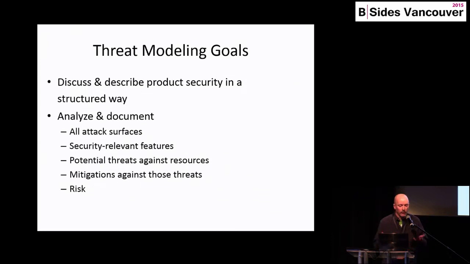Goals of threat modeling: you want to describe product security in a structured way. I've mentioned documenting attack surfaces, security relevant features, that's kind of important to understand. Potential threats against resources, what those resources are, what assets you're protecting, what mitigations you can apply against those threats, and ultimately threat modeling is kind of like insurance. It's a risk proposition. You threat model so you understand risk, and then you can assess that risk and say, okay, this is what we need to do or not do in response to it.